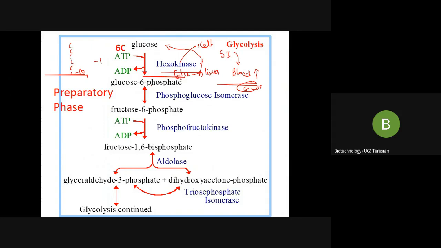So in the next step, you can see here the glucose 6 phosphate is converted into fructose 6 phosphate by the enzyme phosphoglucoisomerase. This process is known as isomerization. And here you can see that the arrow mark we have put is irreversible. Remember this also, it is irreversible.